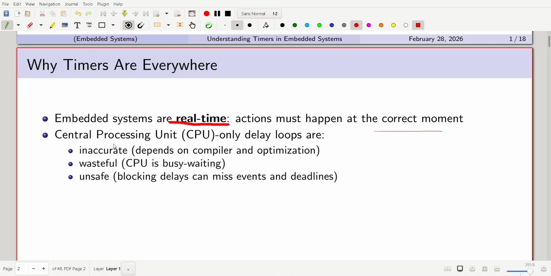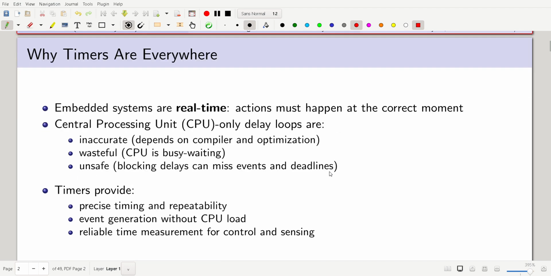Here you can see that CPU-only delay loops are inaccurate. What causes delay loops to be inaccurate? They depend on the compiler and optimization. They are also wasteful, as the CPU is busy waiting unnecessarily when we put in some waiting time, and unsafe, as blocking delays can miss events and deadlines. So of course, this is important.